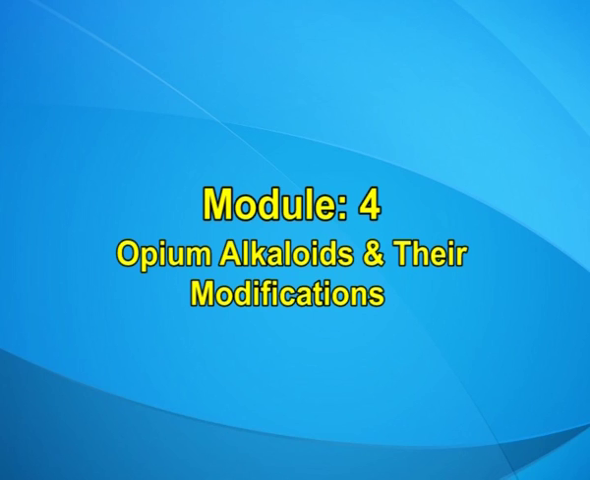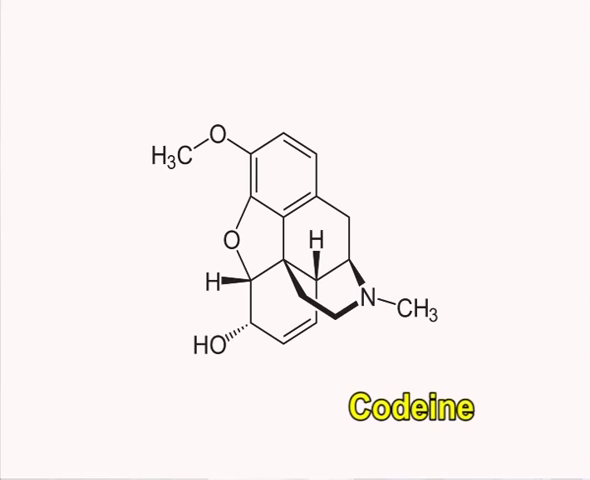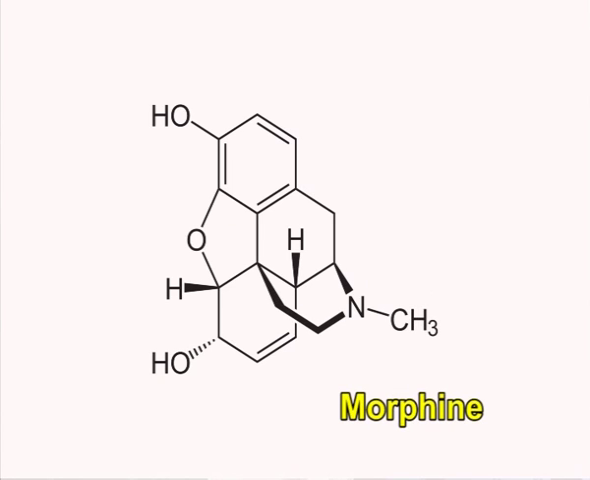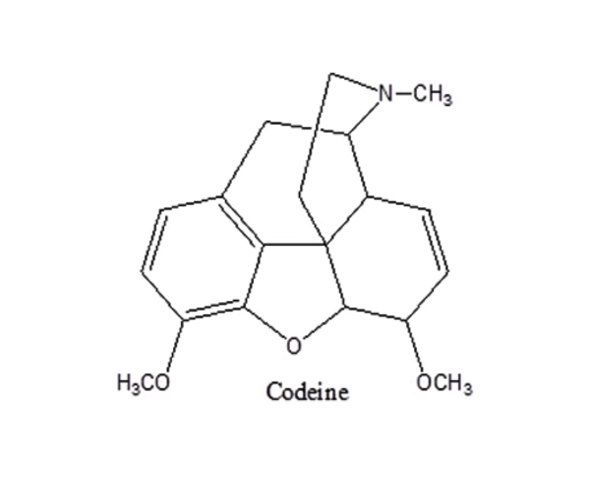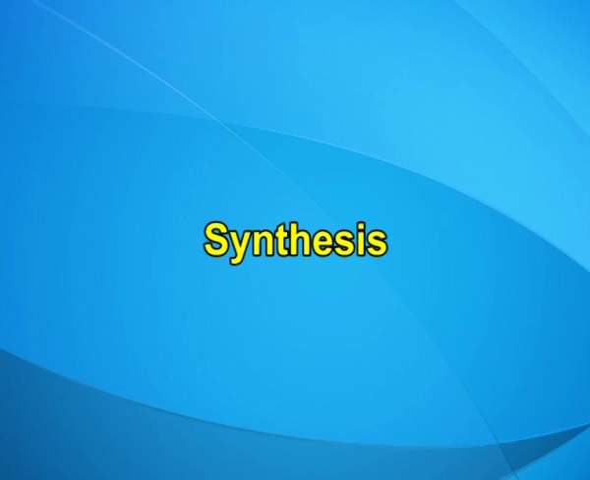Module 4. Opium alkaloids and their modifications. The naturally occurring alkaloids in opium with antitussive activity are codeine, that is antitussive of choice, morphine, mostly used as analgesic, and noscapine, that is tuscapine. Codeine. It is an alkaloid that occurs naturally in opium. Chemically, codeine is 7,8-di-dehydro-4,5-epoxy 3-methoxy 17-methyl morphinan 6-ol.